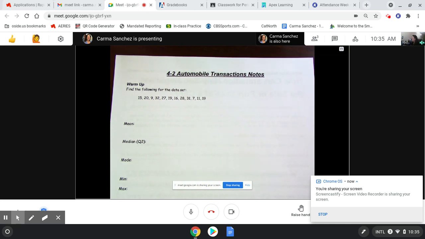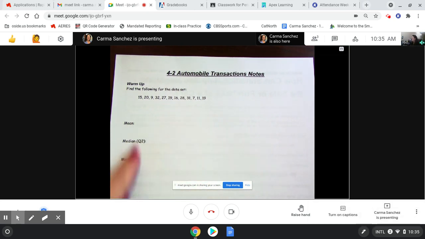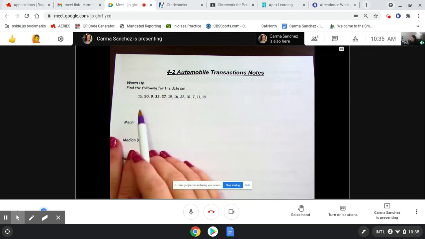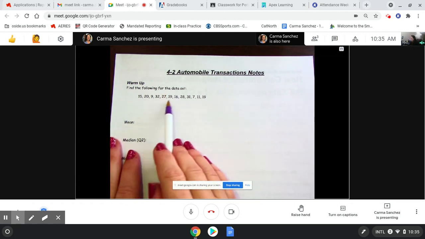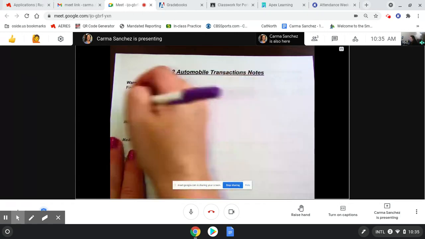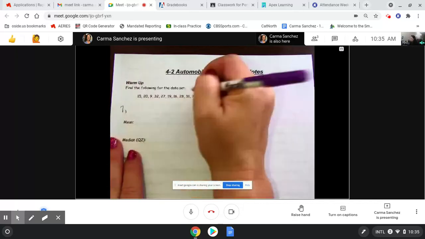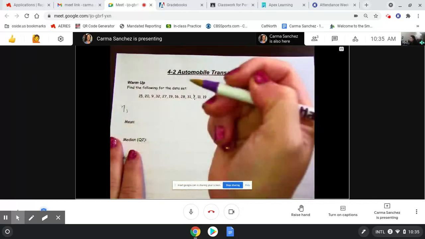Okay, so given this data set, we're trying to find the following. So first thing we need to do is put this in order. So I'm looking for the lowest number here and I see that it's a 7. So I'm going to write as far left as possible just so I have enough space. I write the 7. Next comes a 9.